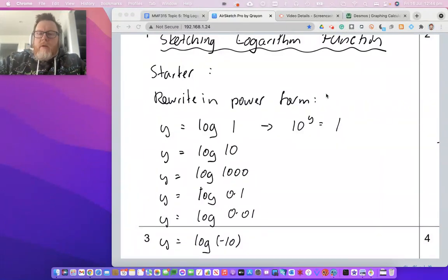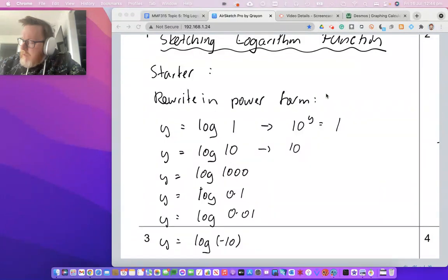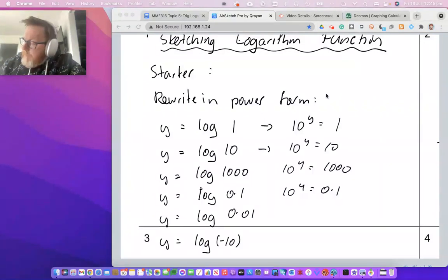Okay, hopefully you did pause the video. I'm just writing over to the side here, so excuse me if I'm a bit sideways to you. You should have got this. This would be 10 to the power of y is equal to 10. This would be 10 to the power of y equals 1,000. This would be 10 to the power of y equals 0.1. Bit boring, isn't it? 10 to the power of y equals 0.01. And 10 to the power of y equals negative 10.